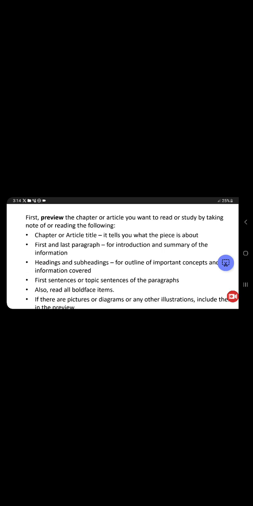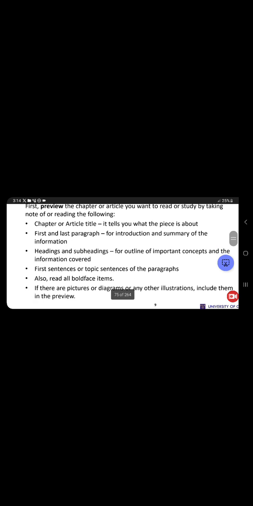So for that one, the introduction and then the summary of the information, you pay more attention to the introduction and the summary of the information. If the introduction is not able to tell you more about whatever the piece or the text is about, then the summary will summarize the general information for you. So at the end of the day, you know what the book is about. And then the headings and then the subheadings, you must pay attention to them. Okay, through that you get to know more about the book or the text.